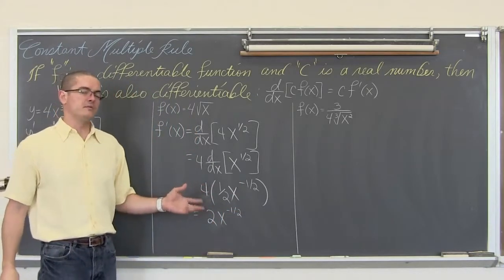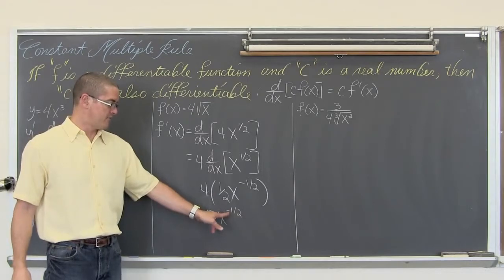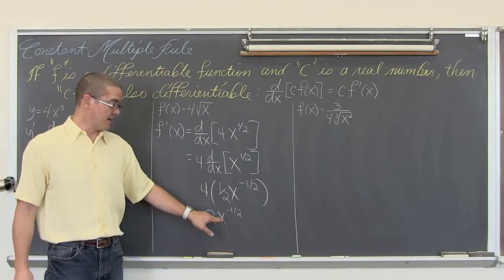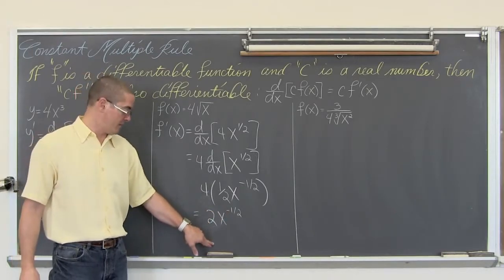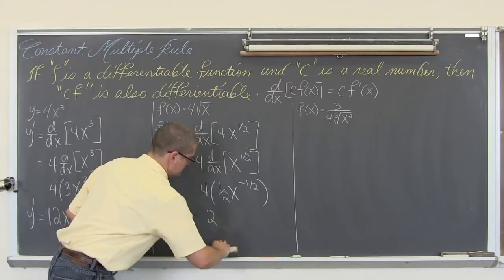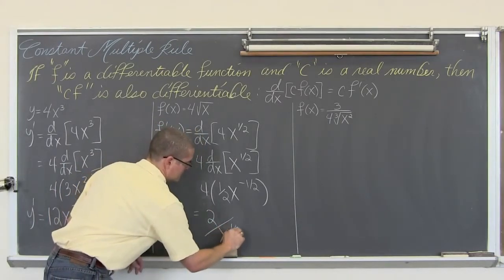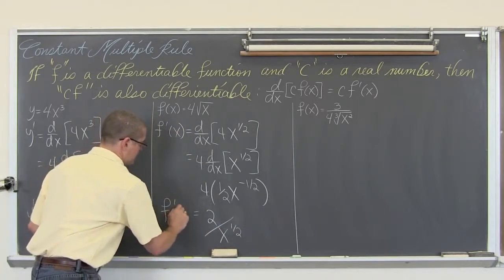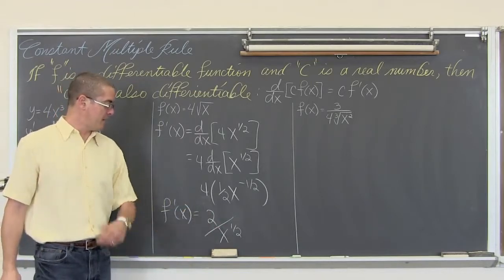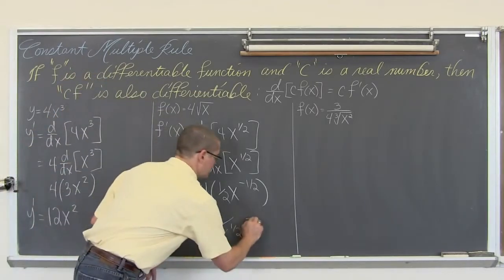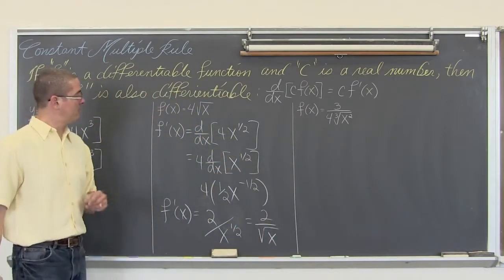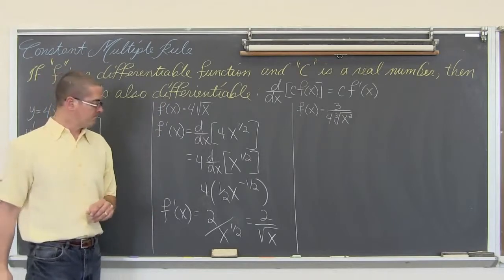But again, we don't like to leave negative exponents. So I'm going to take that negative 1/2 power and move the base down to the denominator of what is now going to be a fraction, and have 2 over x to the 1/2 power. So f prime of x is equal to 2 divided by x to the 1/2 power, or you can write that as 2 over the square root of x, and that's the derivative of 4 square root of x.